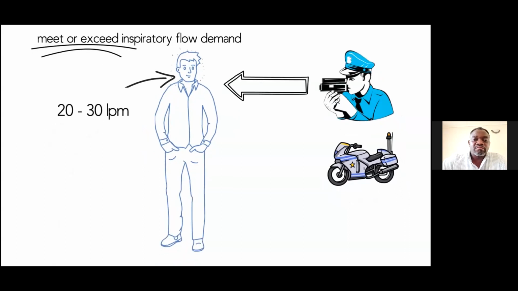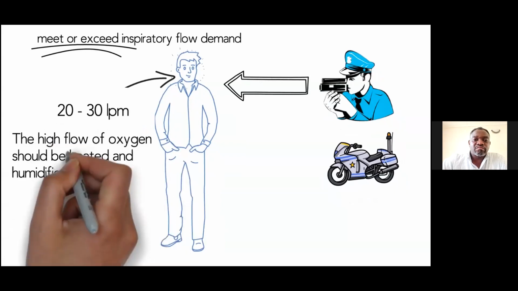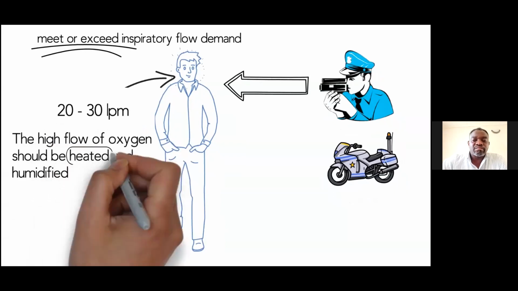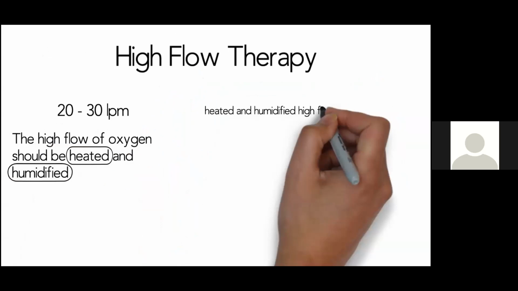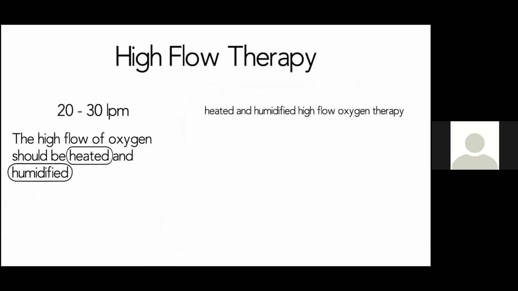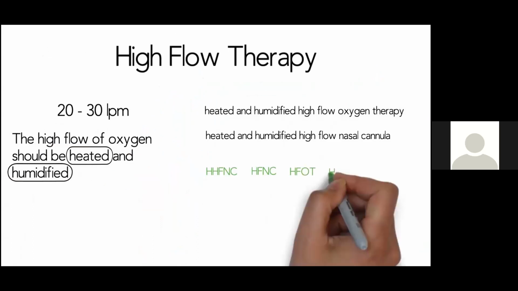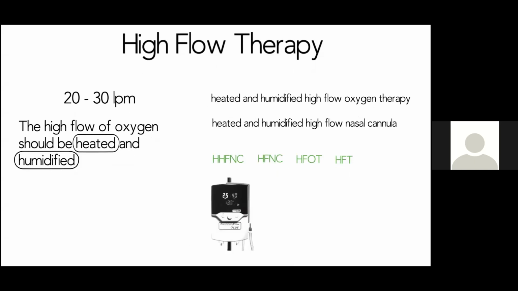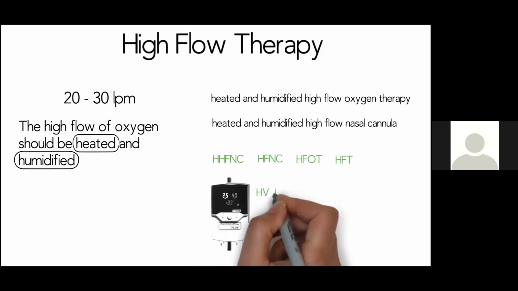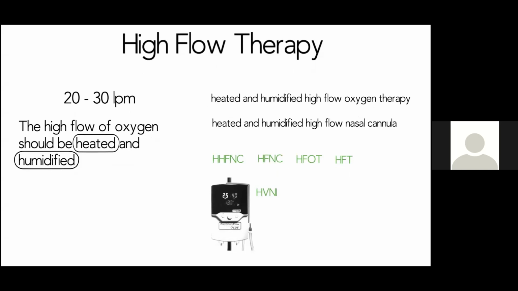Now, in order for this high flow of oxygen to be comfortable for the patient, the oxygen should be heated and humidified to maximize patient tolerance and comfort. Sometimes you'll see high flow therapy described as heated and humidified high flow oxygen therapy, or heated and humidified high flow nasal cannula, or to keep it short, HHFNC or HFNC, or even HFOT or HFT, or some other variation of that. More recently, Vapotherm has chosen to refer to their heated high flow therapy as HVNI. They've even tried to describe HVNI as mask-free NIV, but don't get thrown off.